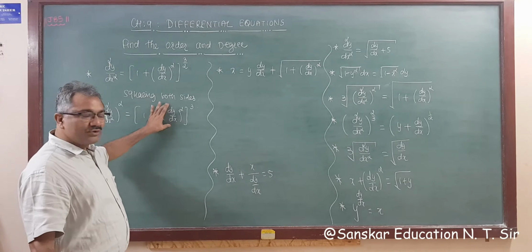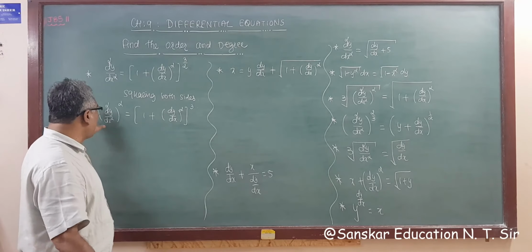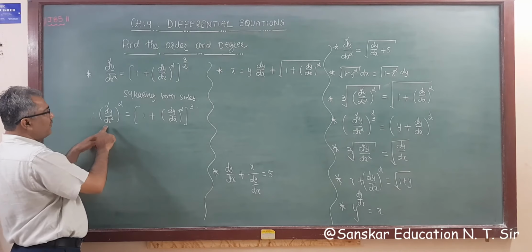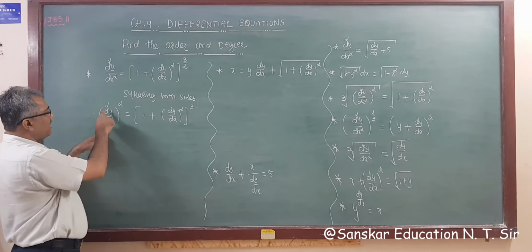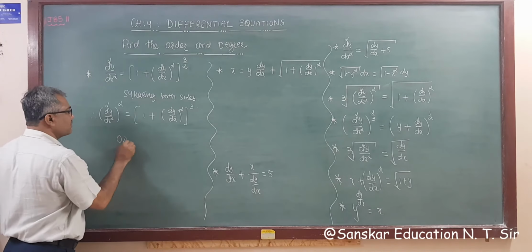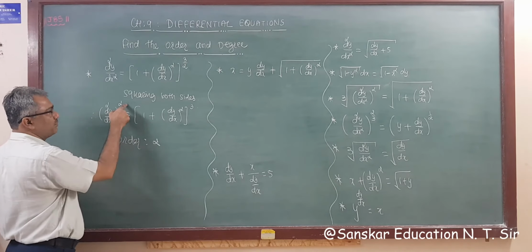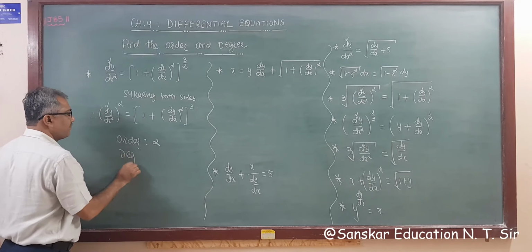Right? So this is useless to expand. From here we can write highest order derivative is 2, this is only 1. So we have to deal everything with this. So highest order is 2. So order is 2. And the power of highest order derivative is 2. So degree is 2.